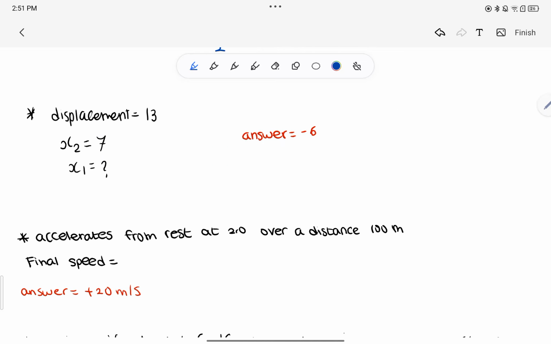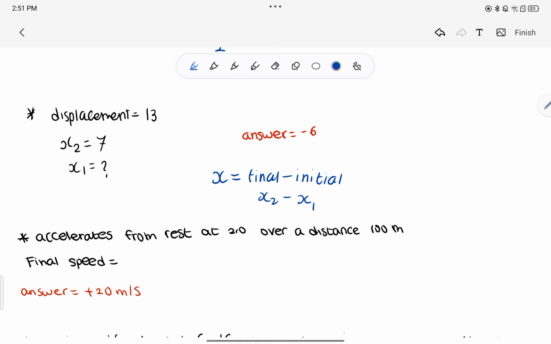They said the displacement is equal to 13 and x final, or x2, is equal to 7. What is x initial, or x1? So we know that displacement is x final minus initial, or you can say x2 minus x1.